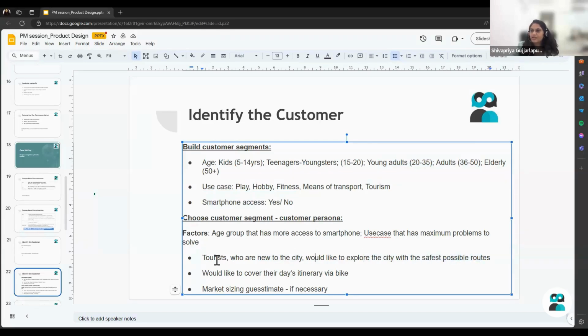Now, when I'm not stopping at tourists and I'm defining these things, this is where the persona comes into the picture. This definition of what their objectives are, what they are going through, and that empathy-building statement is what will help us understand the pain points better and come up with solutions that are spot on. We need to understand who they are, what their characteristics are, and what they are going through. Would we like to cover their day's itinerary? Some of the objectives are also that we need to cover their day's itinerary via bike.